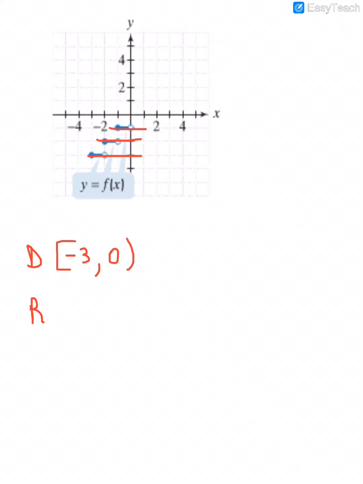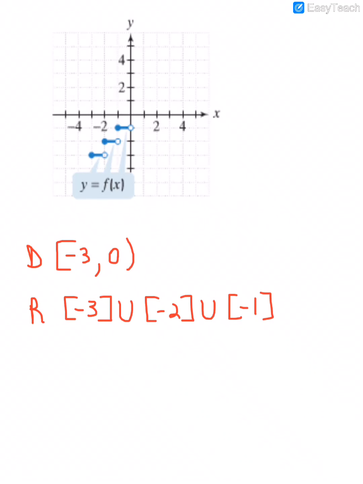So we can't just say that it's an interval from -3 to -1 because all of the stuff in between is not covered. So the way that we write this, our range for this function, is we just tell where it is covered. Well, it's covered at -3, and we put that in brackets because it's covered at that point. It's also covered at -2 and at -1. And then we have to join these by writing the union in between those points.